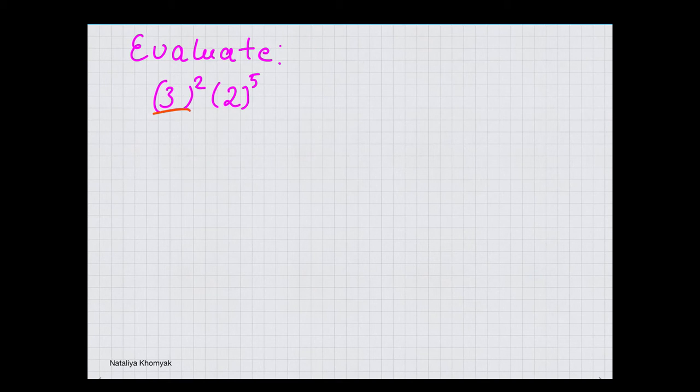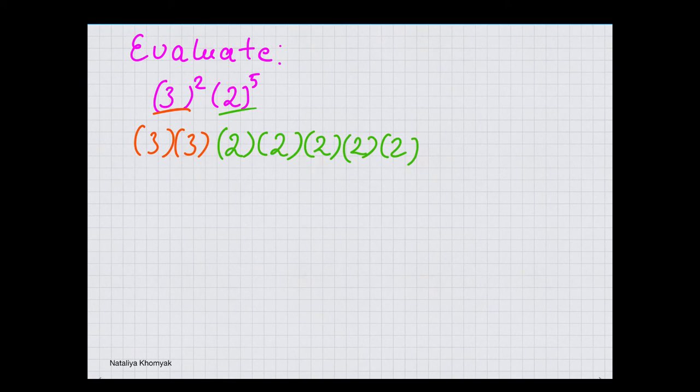Evaluate 3 to the 2nd times 2 to the 5th. 3 to the 2nd means we have 3 times 3. We have 2 factors of 3. 2 to the 5th, we have 5 factors of 2. And now it's just a multiplication problem.